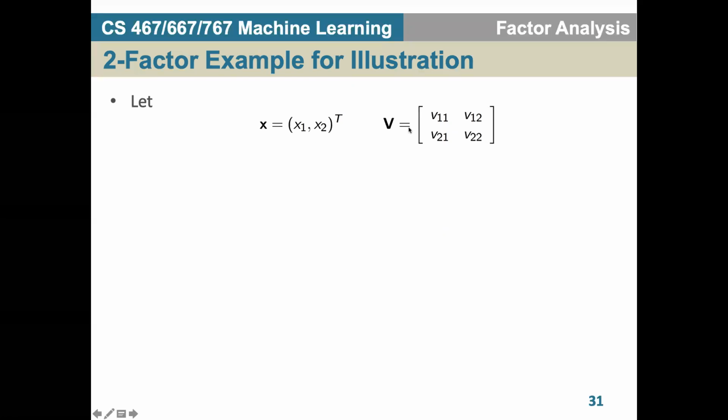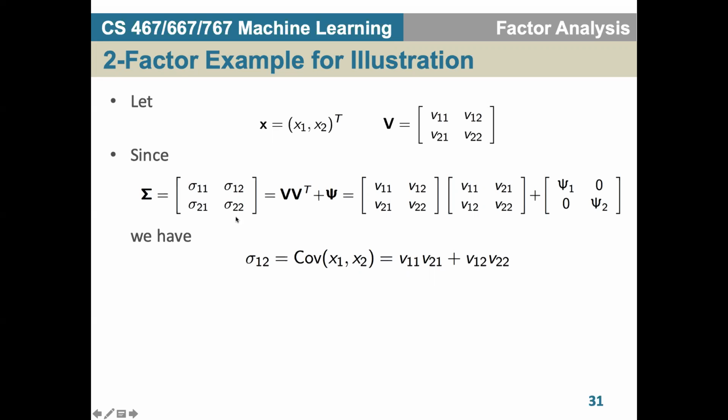Now let's get some intuition for factor analysis. Let's assume your original data is still two-dimensional. It's a column vector. Usually we write it as a row vector so it doesn't occupy many rows, but you say it's a column, so it's a transpose. And then you have the V. So this is a transformation from X to Z. The covariance matrix, as we said, sigma equals V V transpose plus the diagonal phi.